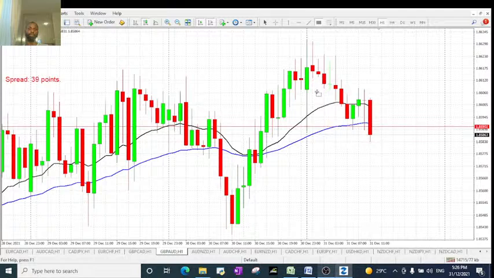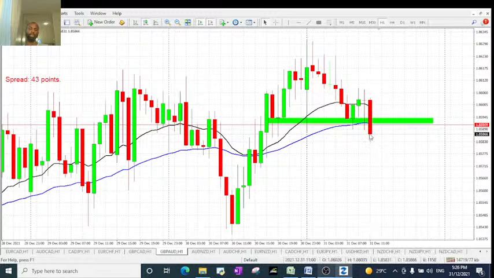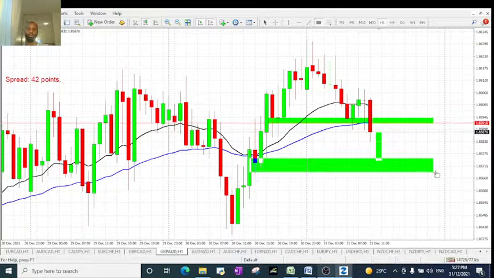One of the opportunities we might be looking at once this candle closes is if this thing closes like this, you're going to be taking a short all the way to somewhere here, all the way to here.